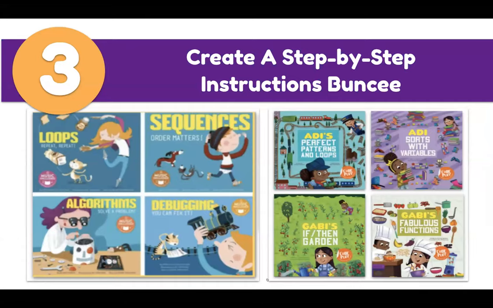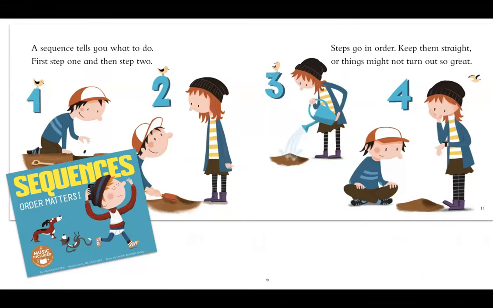Number three is to create a step-by-step instruction Buncee. One of the big things when we're teaching coding is talking about sequencing and loops and patterns. The series on the left-hand side is a cantata series that has music to it. The other one has these adorable little characters that talk about things, maybe functions in the garden or cooking or patterns that they find in their toys. Two great series to tie in when we're talking about coding.